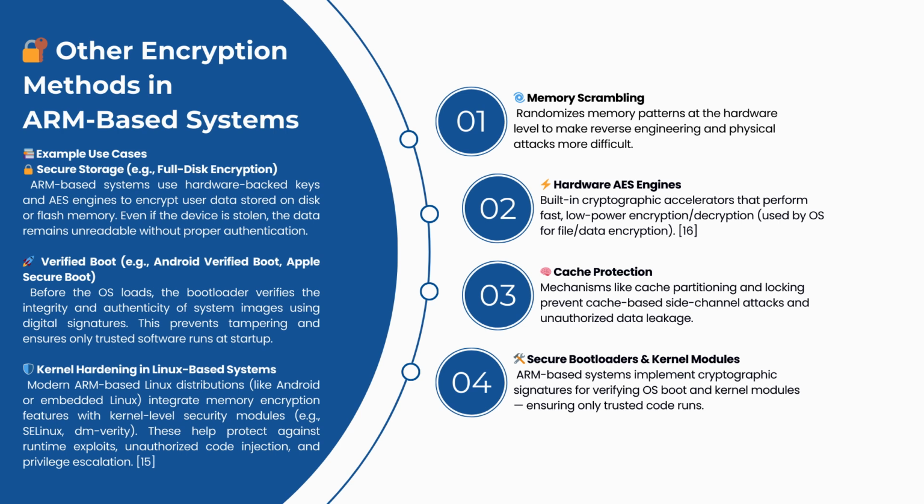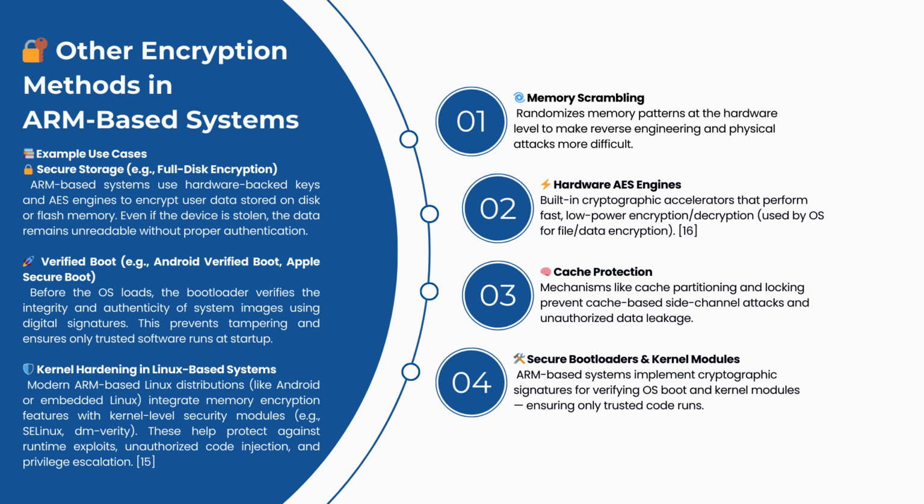Furthermore, ARM processors often include hardware-accelerated encryption engines such as AES, Advanced Encryption Standard, which provide fast and efficient encryption without compromising performance. These hardware engines allow for memory encryption at a low overhead, making them ideal for resource-constrained devices like smartphones or IoT systems.